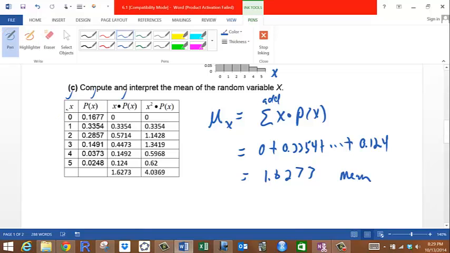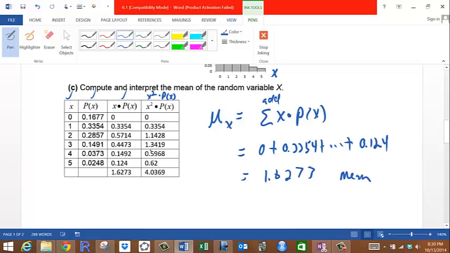All right, so here's what we're going to do. We're going to take x and we're going to square it and we're going to multiply by p of x. So 0 squared is 0 times 0.16 is 0. 1 squared is 1 times 0.3354 is 0.3354. 2 squared is 4. 4 times 0.2857 is 1.1428. And then 3 squared, remember we're taking x and then squaring it and then multiplying by p of x. So we get 3 squared is 9. 9 times 0.1491 is 1.3419. And then 16 times 0.0373 and then 25.